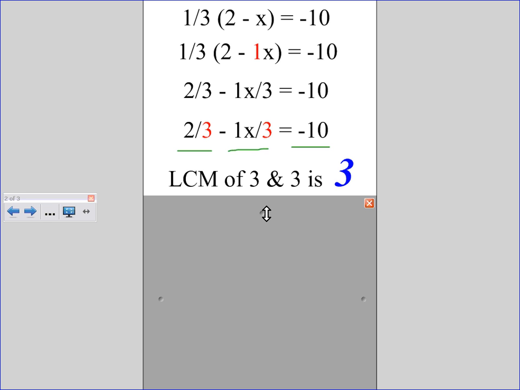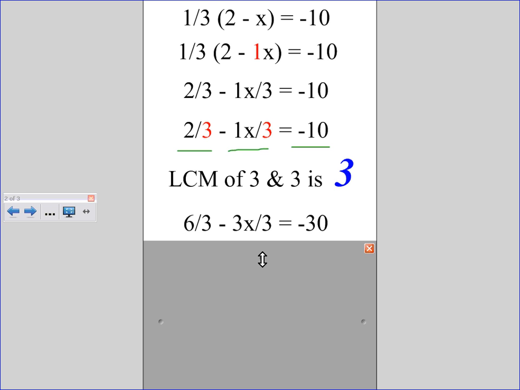Now, the catch: if you're multiplying a fraction by a whole value, all you do is multiply the numerator. Only the numerator. The denominator stays the same. So when I multiply all these by 3, look what I get. 2/3 times 3 becomes 6 over 3. Then a negative 1x over 3 times 3 becomes a negative 3x over 3. And then all of that equals negative 10 times 3, which is negative 30.